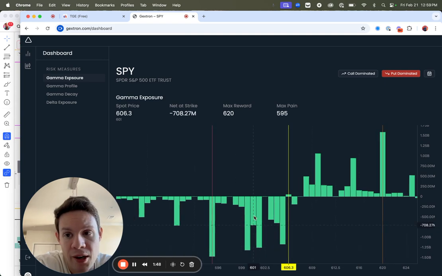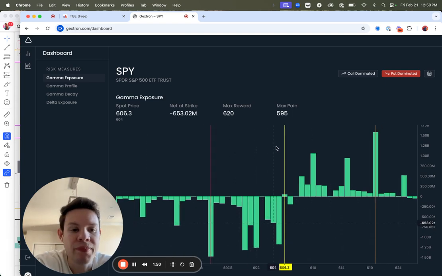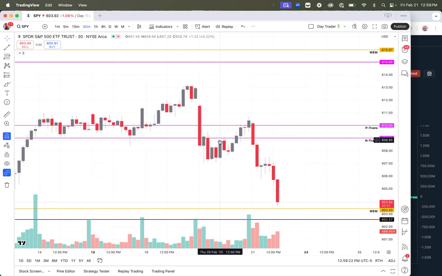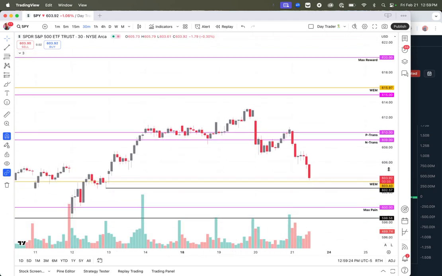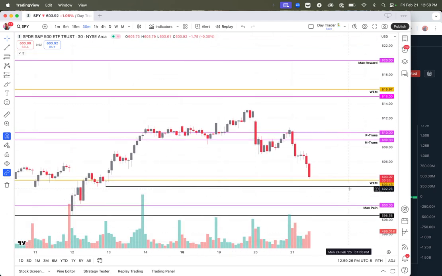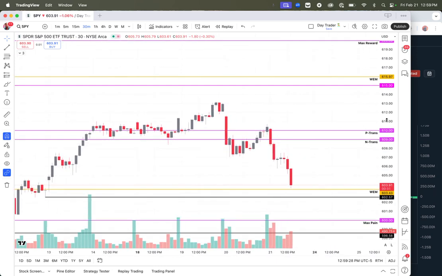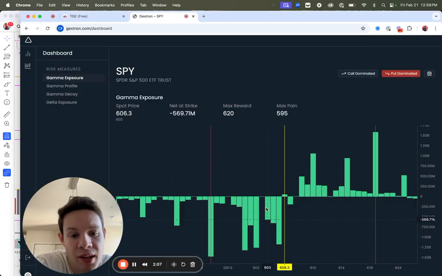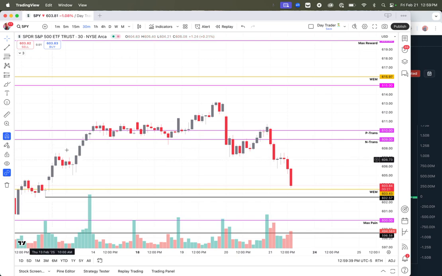Clearly here, these are the levels, right? And when I took the trade, I said, okay, where's max pain? I marked those levels. You see here, I'll have max reward, max pain, and then I got to find N trans and P trans level. So that's negative transition and then positive transition. Right here I marked it at 605 for N trans, and then I marked it here at 608 for P trans.